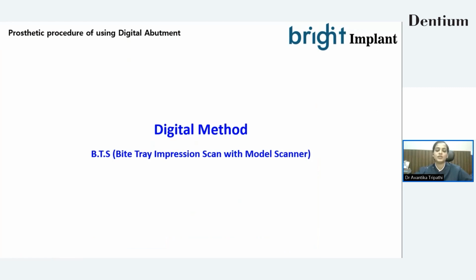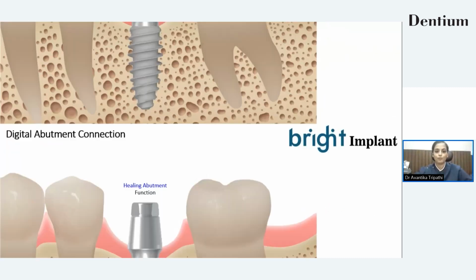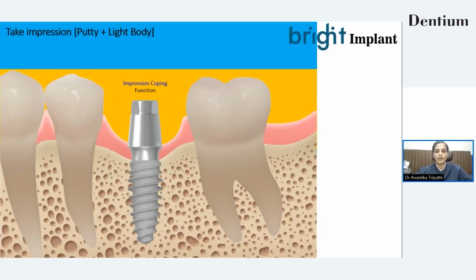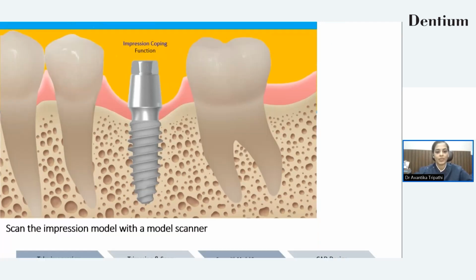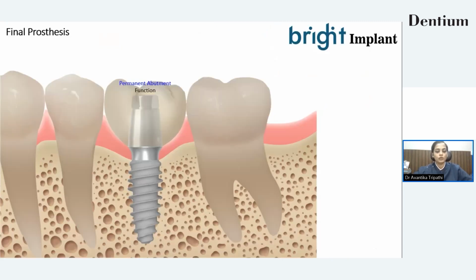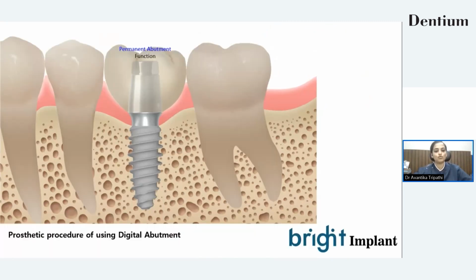If I am going to use the digital method, but I do not have a scanner and I will take an impression only, then I am going to again put the digital abutment and make an impression over it. I'm going to send it to the lab. They are going to put scan spray, scan it, and then design the crown. They are going to digitally plan it and deliver the crown so that I can place it in the patient's mouth. So then I can give the final prosthesis to my patient.